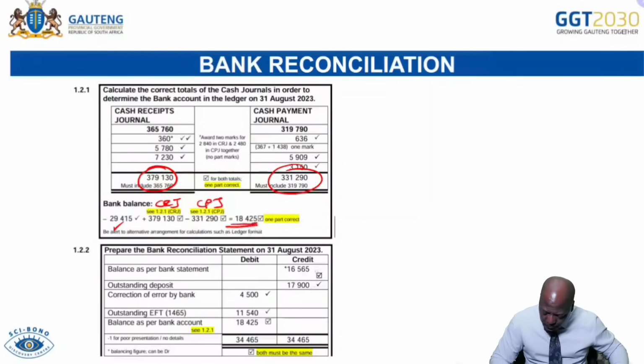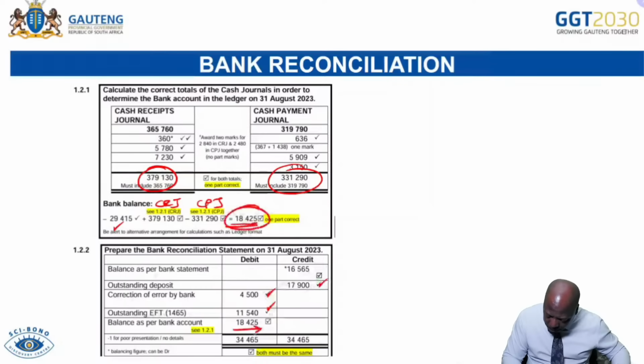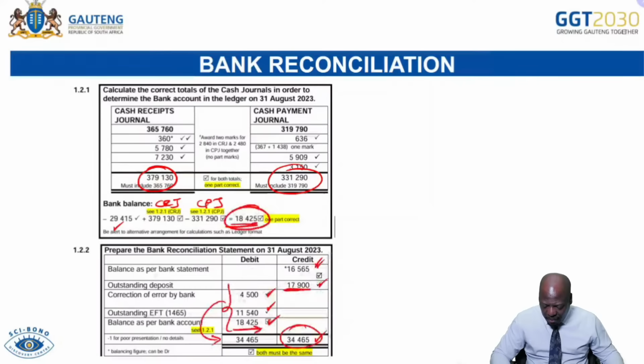And then as you close your PRS, remember you have this one and we have those two amounts over there, and then we now have this balance here, which we then bring here. Then we say which side is the highest amount. It's your debit side, so you add those three amounts, and then you have 34,465. Then you say 34,465 minus 17.9 to end up with 16,565. That is how you end up with the balance as per bank statement there.